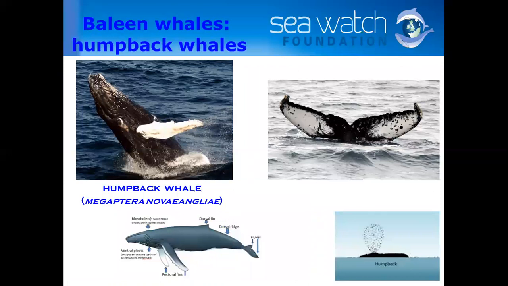Humpback. The humpbacks are between 11 and 16 meters. They have long, white pectoral flippers. Look out for those, they're very distinct, and a very knobbly head. The fluke, as you can see from the ventral side, has a very distinct pattern of black and white. And it identifies the species and identifies the individual, so it's individual specific.